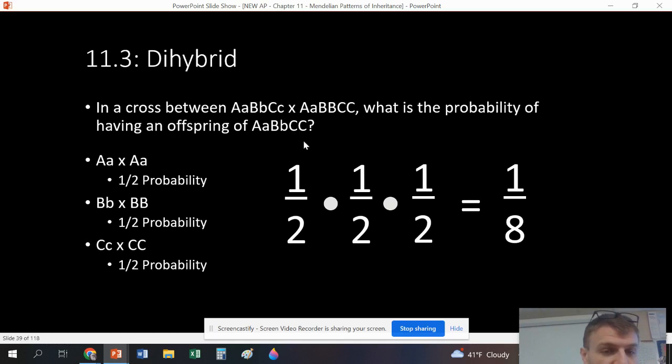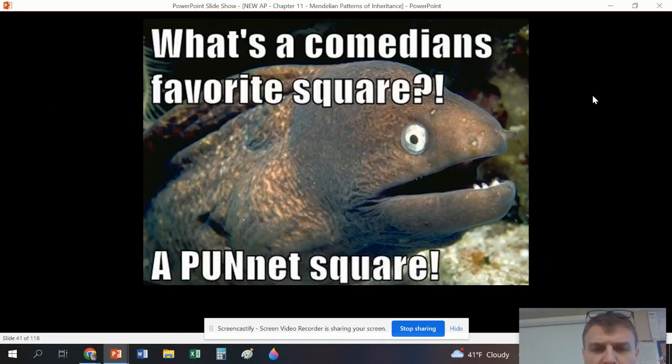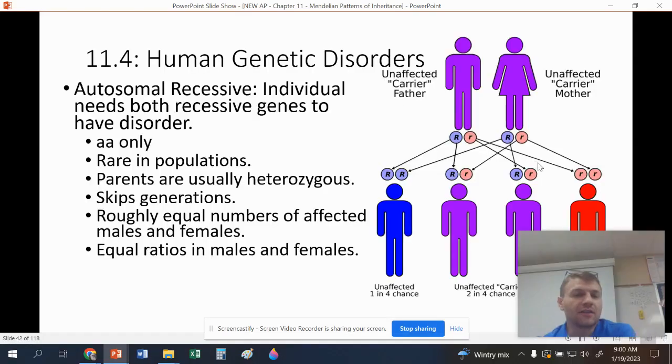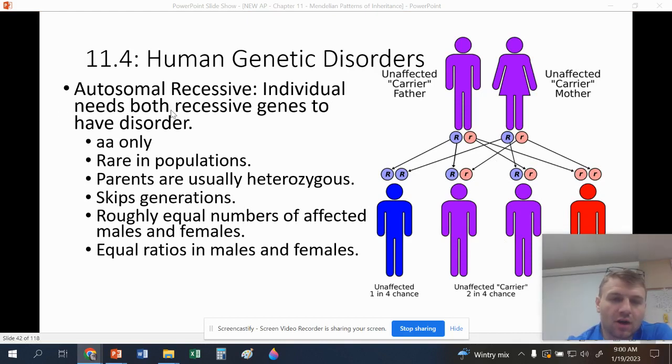So all you have to really do here is find the monohybrids and multiply them together, and you get this as your ratio. This is how we make dihybrid Punnett squares a lot easier, or even trihybrid or anything above that. There are some more examples here. I'm not going to go through them, but this is the end of 11.2. 11.4 is going to be a short section, but basically we're going to go over autosomal recessive and autosomal dominant diseases or disorders.